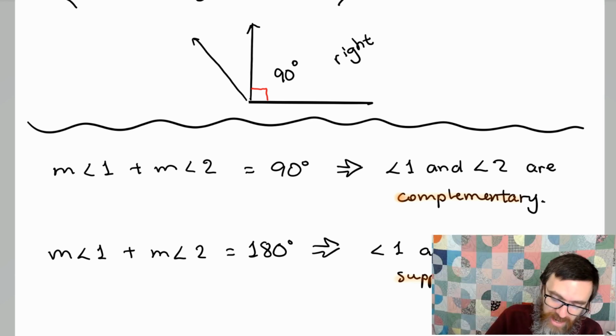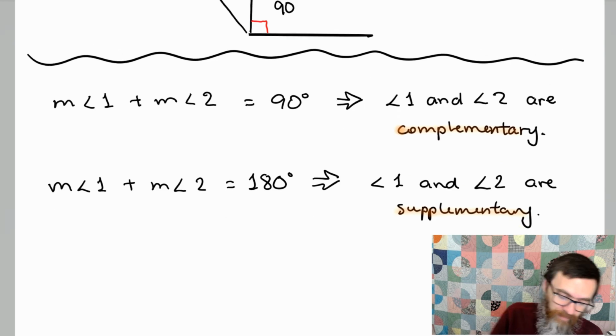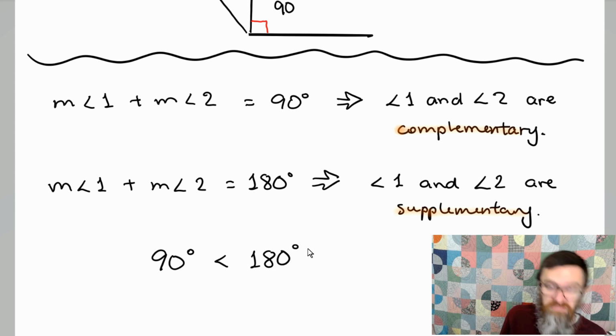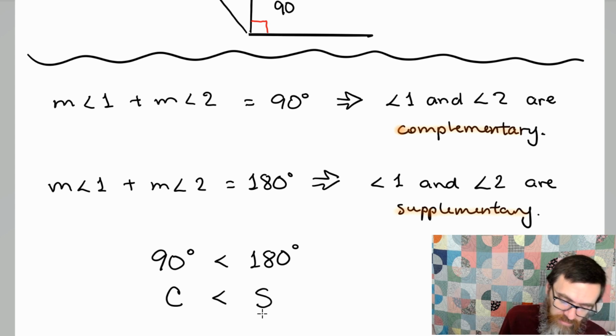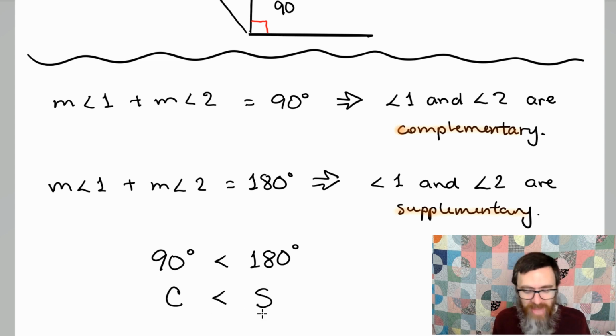Here's a little mnemonic, a little trick to help you remember. Remember that 90 degrees is less than 180 degrees. Hope you can agree with that. And alphabetically, complementary comes before supplementary. So that's what I use in my mind to help me remember which one is which. I know one adds up to 90, one adds up to 180. So complementary is alphabetically before supplementary, 90 is before 180.